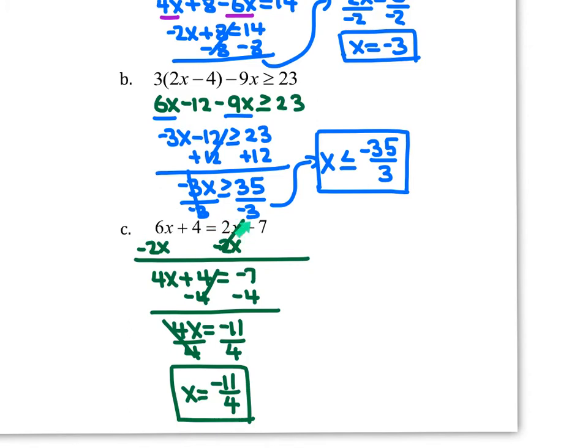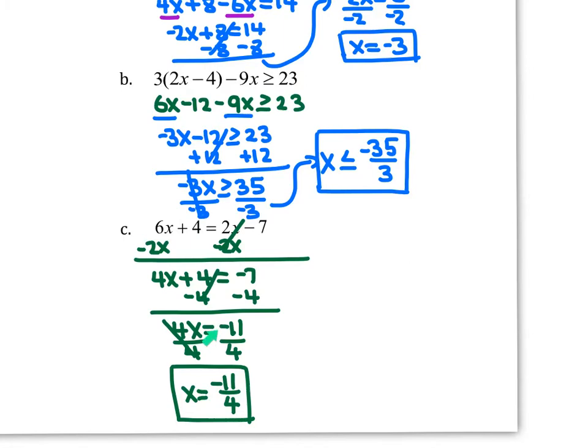So I'm going to move the 2x to this side, but I need to change signs. So 6 minus 2 becomes 4x. Same thing with the 4. I'm going to move it with the -7, but it needs to change signs. So it's going to become -4, -4. That becomes -11. Divide by 4.